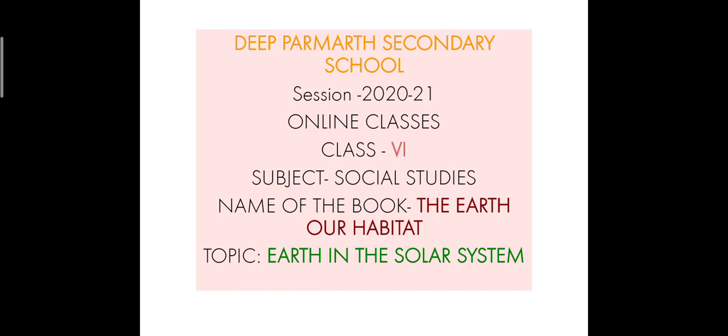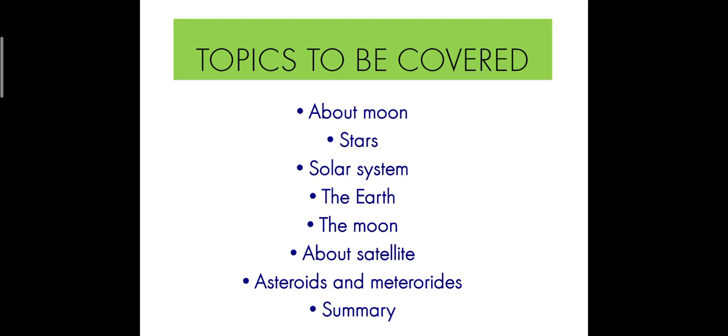Class 6th, The Earth, Our Habitat. And the topic that we are going to cover today is Earth in the Solar System. Children, the topics that we are going to cover today are about moon, stars, solar system. We will be learning about the earth, the moon, the types of moon, about the satellite and the types of satellite, about asteroids and meteorites, and the summary.